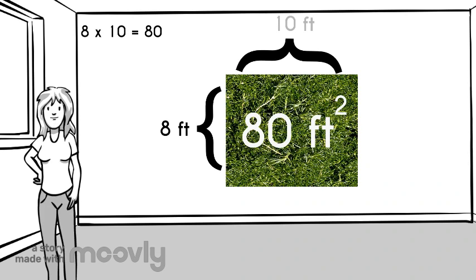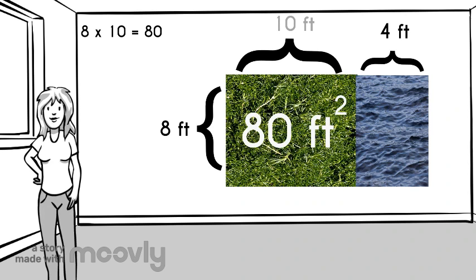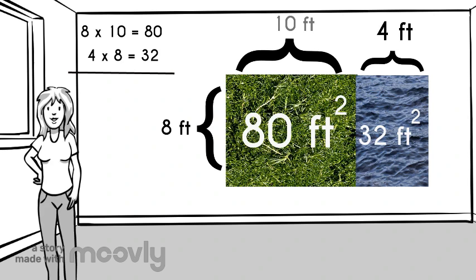Then you find out that the property lines were marked wrong, and you actually own 4 feet of the river behind. So to find the total square footage that you own, you can add in the area of the river, or 4 times 8, or 32 square feet. So altogether, when we add together the 80 and the 32, you can find out that you own 112 square feet of property.